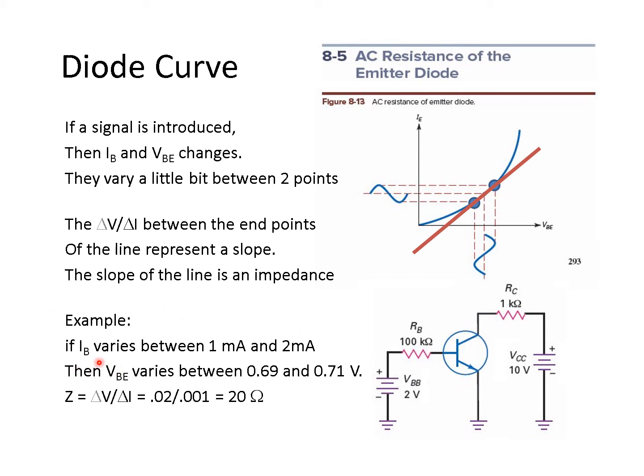And we can even put some numbers in it over here in an example. So let's say the base current varies between 1 and 2 milliamps, and VBE varies between 0.69 and 0.71 volts. So we could say that the impedance of that is a delta V over a delta I. It would be 20 millivolts. That's the difference here, 0.71 minus 0.69. So 20 millivolts over 1 milliamp would be 20 ohms. And if you've got these kind of values, you'd say that the impedance between the base and the emitter is 20 ohms.